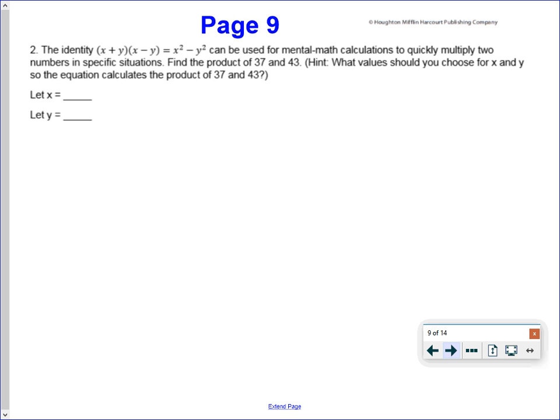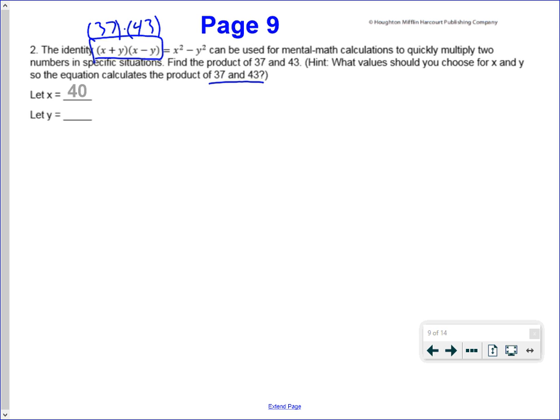Okay, for number 2, we're going to do something similar, except we're using a different identity. In this case, we're using a difference of squares identity, and we're going to use it to help us find the product of 37 and 43. Okay, so we're multiplying 37 and 43, and we're going to use this identity to help us solve for it. So we're going to choose an x and a y term that helps us make this left side right here into 37 multiplied with 43. Okay? So we're going to choose an x and a y term that helps us get that form on the left side, and at the same time is easy for us to square, because the right side we're just going to be squaring the x and the y term.